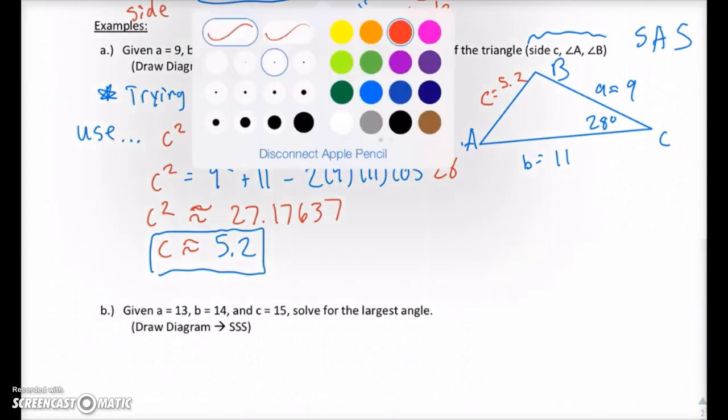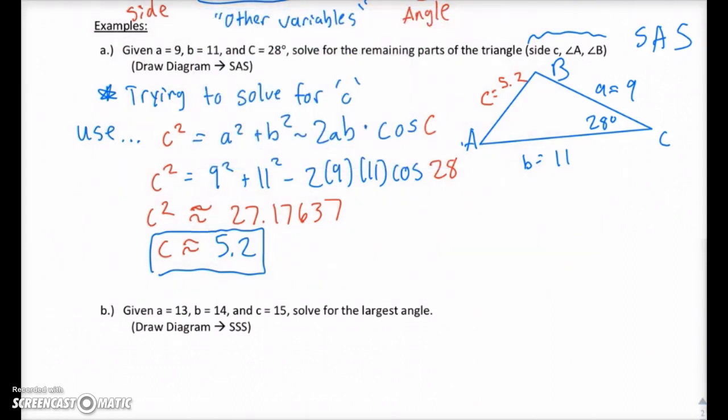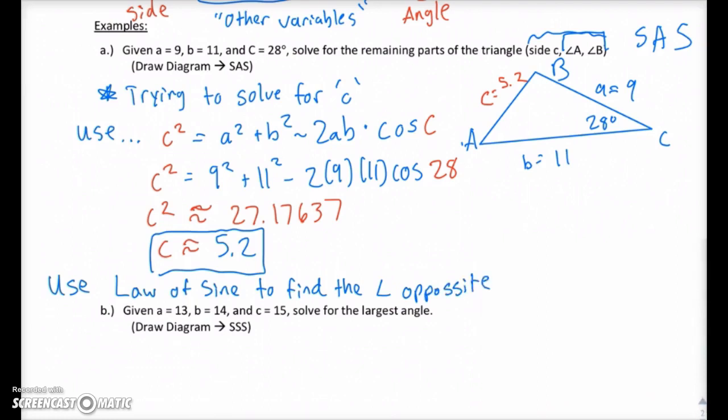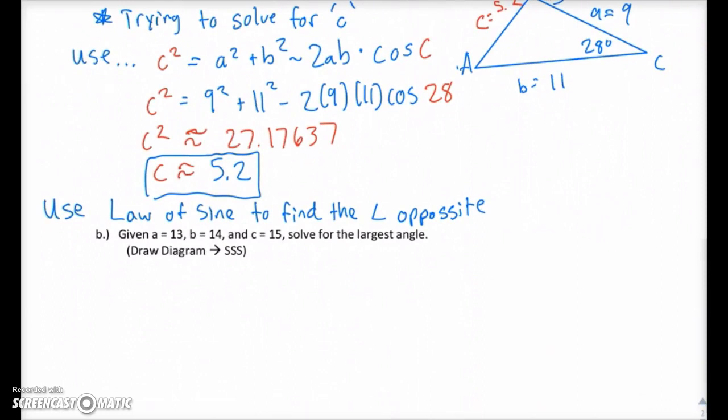So now, are we done? No, Mr. Wynn, we are not done. We also need to solve for angle A and angle B. To do that, we're going to do a little throwback Thursday. We're going to use the law of sines to find the angle opposite the smaller side.